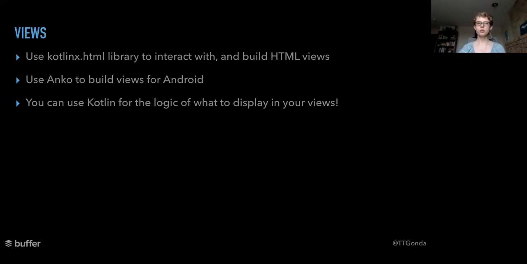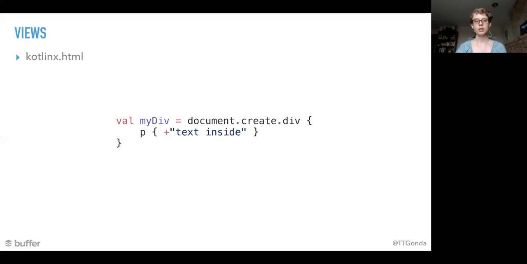A quick note that you can also use Kotlin to build views. If you're making HTML views, you can use the Kotlinx HTML library to interact with and build HTML views. And then there is Anko for Android. With this, you can use Kotlin for the logic of what to display in your views while you're building them. So just a quick peek at what Kotlinx looks like. Here we're creating a document with a div that contains a paragraph with a string with the text inside. So it's a DSL for creating those views in those documents. And within all of this, you can include the same logic as you would other Kotlin programs.